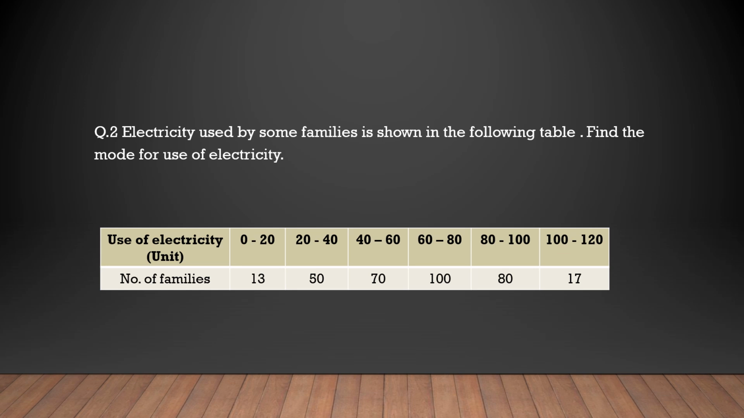Unit is 20 to 40, number of families is 50. 40 to 60, 70. 60 to 80, 100. 80 to 100, 80, and 100 to 120 is 70. So this is the table and the information is given in this table. We have to find the mode.